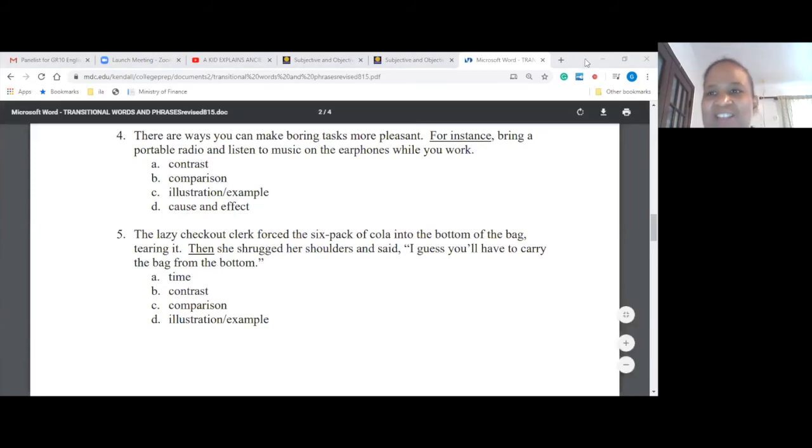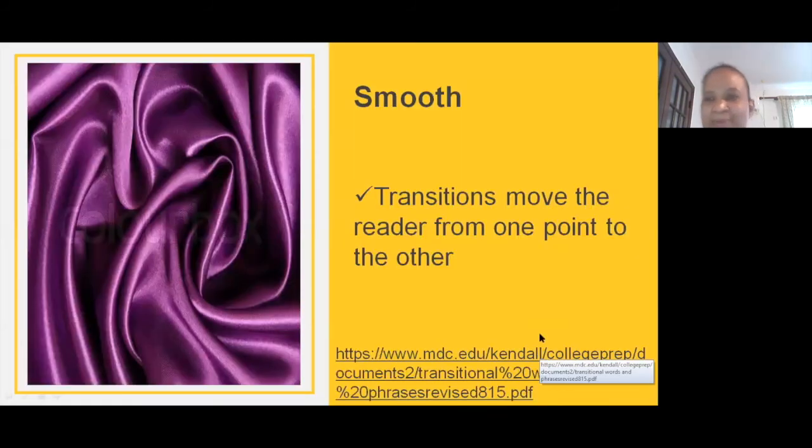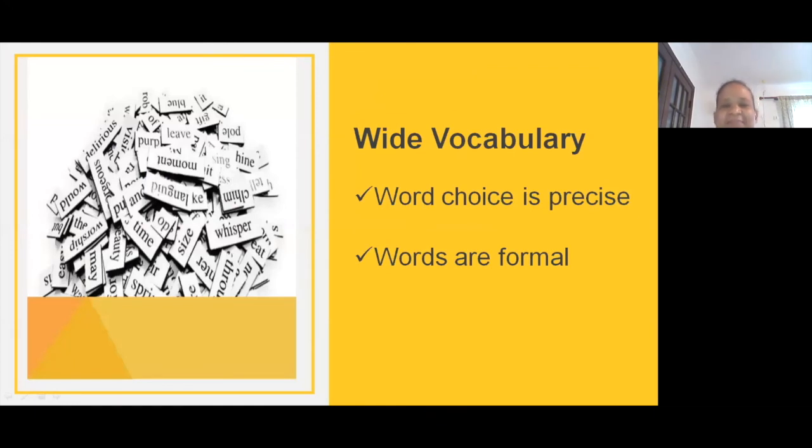Okay, so those are transitional words. Those are the words that help us move from one point to the next in a smooth fashion, like silk, not abruptly, with any little bumps. Wide vocabulary. Okay? Now, as I said before, this lesson and previous lessons, we need a vocabulary that is wide. And we get this by reading and reading and reading. Okay? Your word choice is precise.